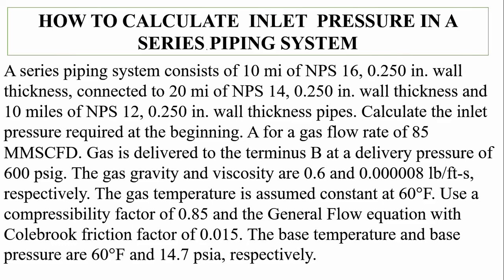For a gas flow rate of 85 million standard cubic feet per day, gas is delivered to the terminus B at a delivery pressure of 600 psig. The gas gravity and the viscosity are 0.6 and 0.000008 pounds per foot-second respectively. The gas temperature is assumed constant at 60 degrees Fahrenheit.